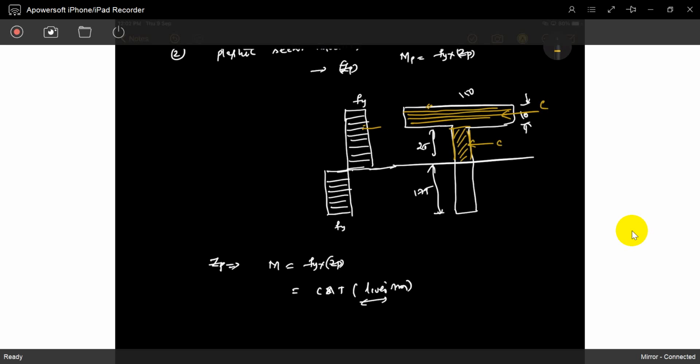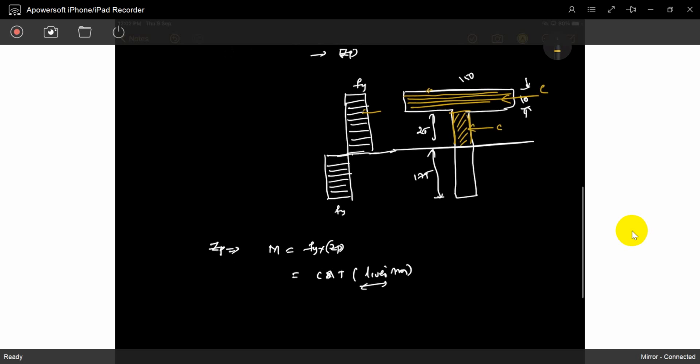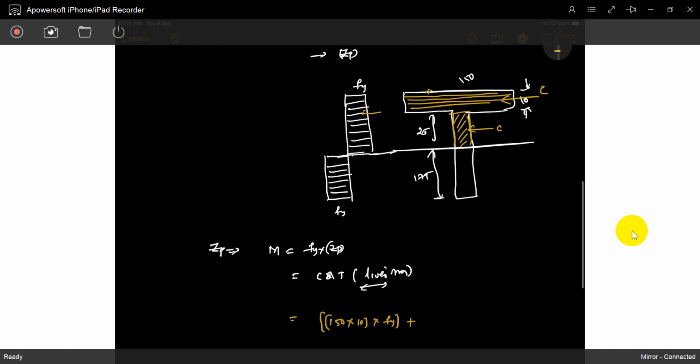Understood? Top section area, if you take the top section area, that is 150 into 10, that is Fy. That is one area. And the next area is 25 into 10. Both areas, this is the total area into Fy.